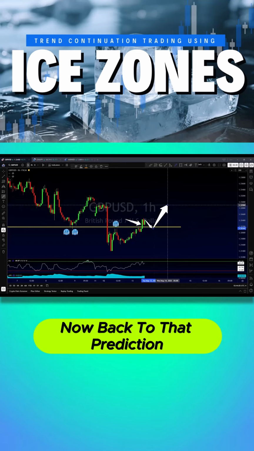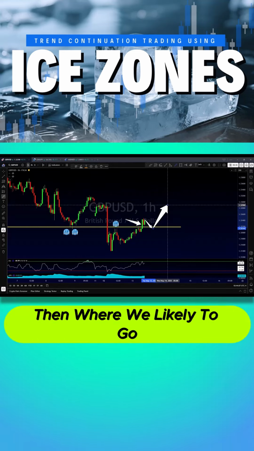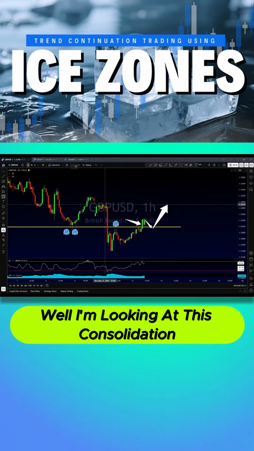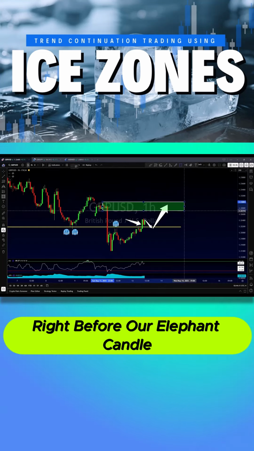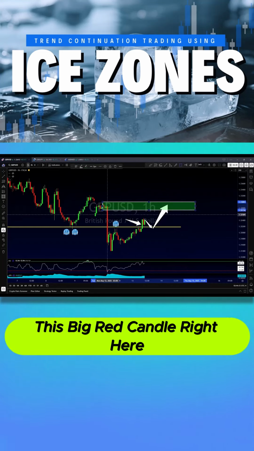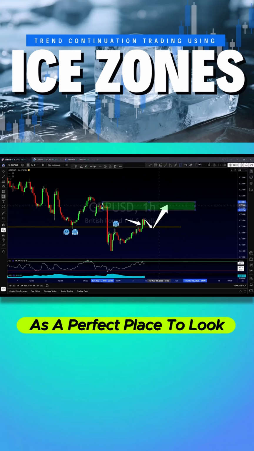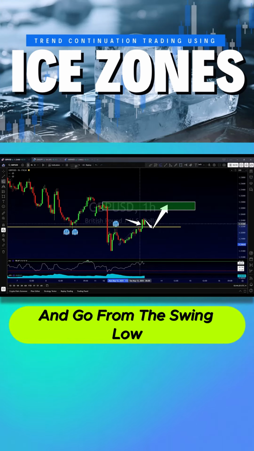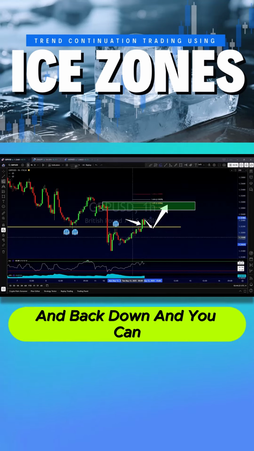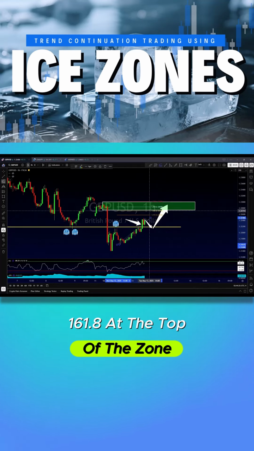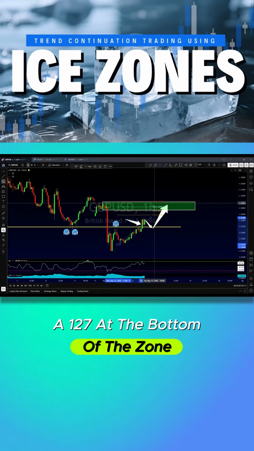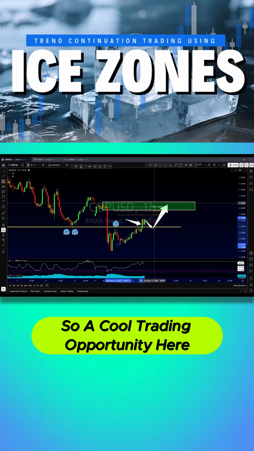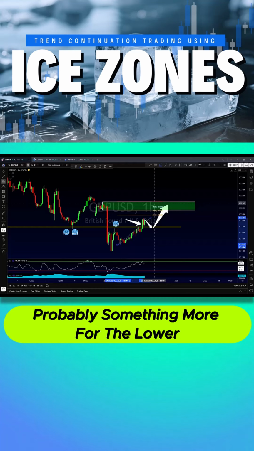Now, back to that prediction. If we're likely to go higher, then where are we likely to go higher to? Well, I'm looking at this consolidation level right before our elephant candle, this big red candle right here, as a perfect place to look for targets. We could even bring in some Fibonacci tools and go from the swing low to the swing high and back down. And you can see we have a 1.618 at the top of the zone, a 1.27 at the bottom of the zone. So a cool trading opportunity here, probably something more for the lower time frames.